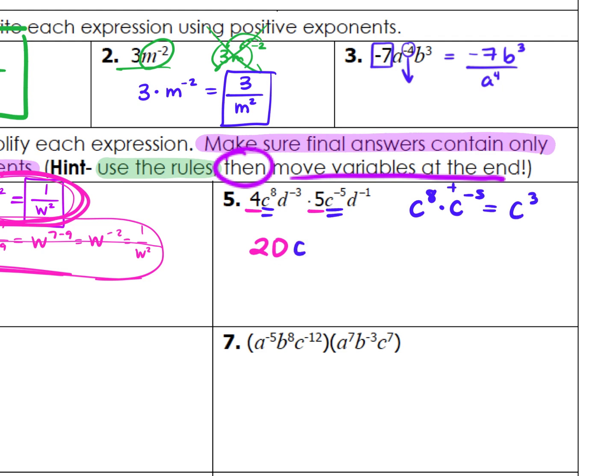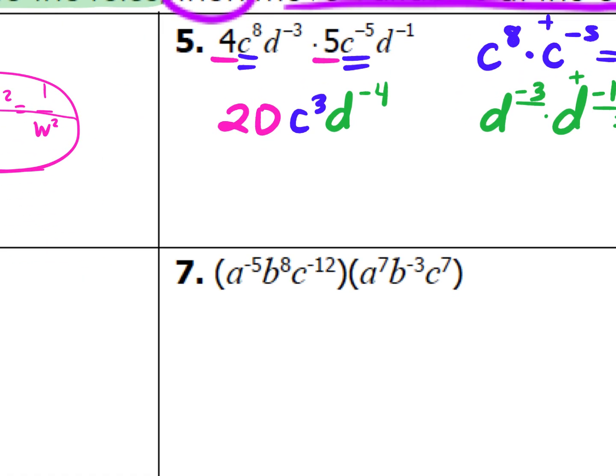Okay, so you have 20, C to the 3rd, and now you have D to the negative 3rd times D to the negative 1st. What does that become? Not 2. Negative 3 plus a negative 1 is a negative 4. So you have D to the negative 4th. Okay, so that's one round of simplifying. Are we done? Why not? You have to get rid of the negative, okay? So you have 20C to the 3rd, D to the negative 4th.